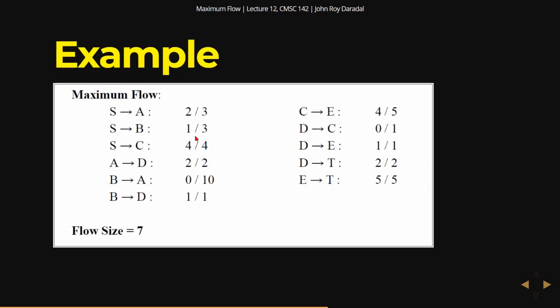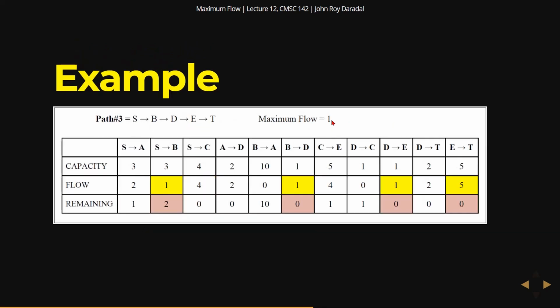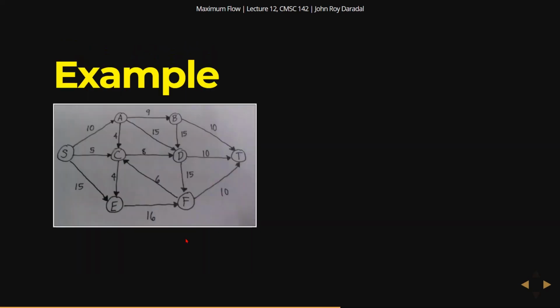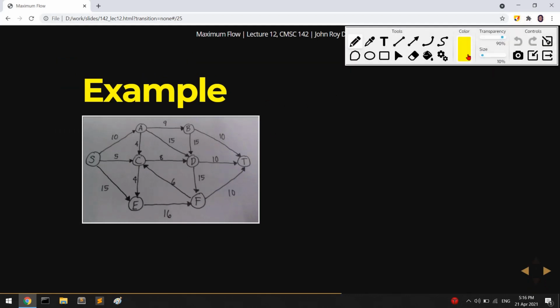And then these are the flows at each edge, right? So the total flow size is 7 because that's 2 plus 4 plus 1. So total flow size of 7. Okay? Now, let's see one more example. This time for this graph, and we'll use Edmonds-Karp again, or BFS, to find the augmenting path for the maximum flow.